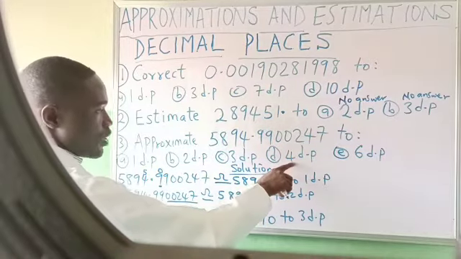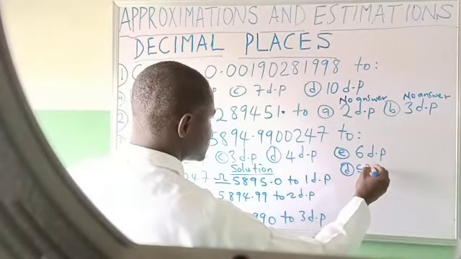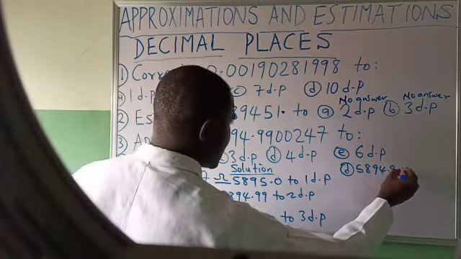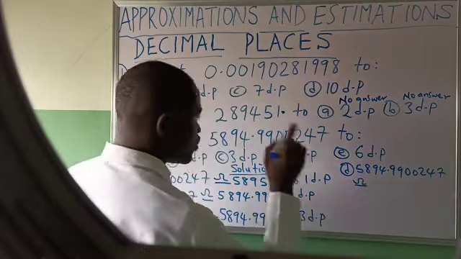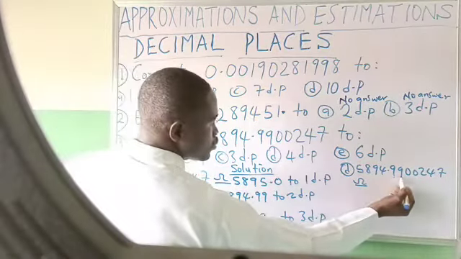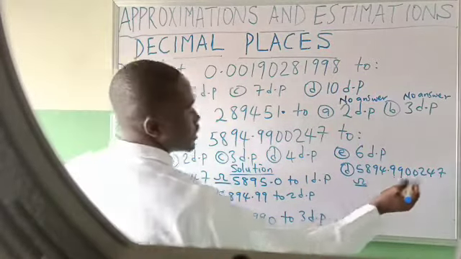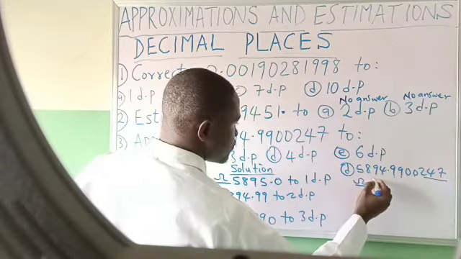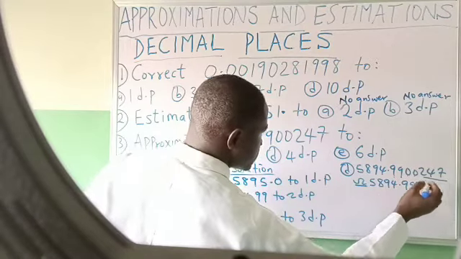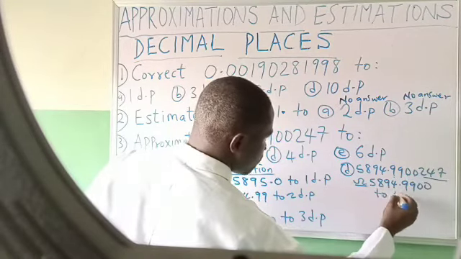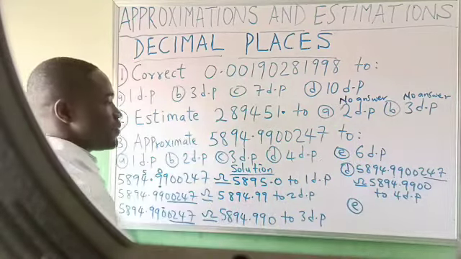Then we go to the next one, 4 decimal place. We rewrite everything, 5894.9900247. We put our sign of approximation. To 4, you count 1, 2, 3, 4. Ask the next number, which is 2. Are you up to 5? No. That means forget about it. You have 5894.9900 to 4 digits.